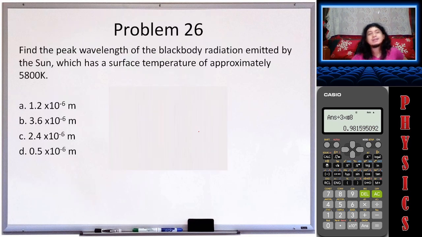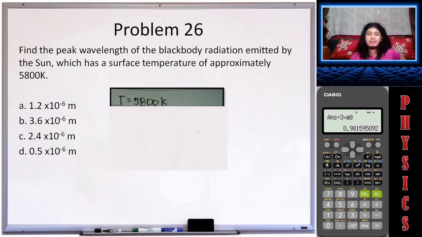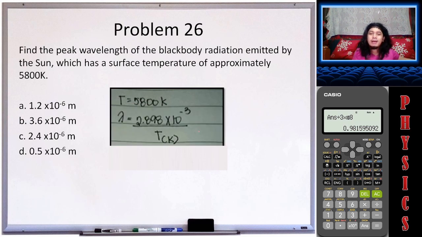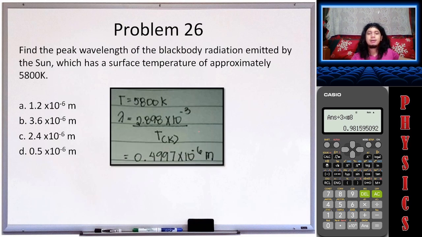Problem 26. Find the peak wavelength of the black body radiation emitted by the sun, which has a surface temperature of approximately 5,800 Kelvin. Easy lang tayo dito, guys. Dapat alam lang natin yung formula. Direct sub lang tayo. Ano po yung given natin? 5,800 Kelvin. And the formula is wavelength is equal to 2.898 times 10 to the negative 3 over temperature in Kelvin.